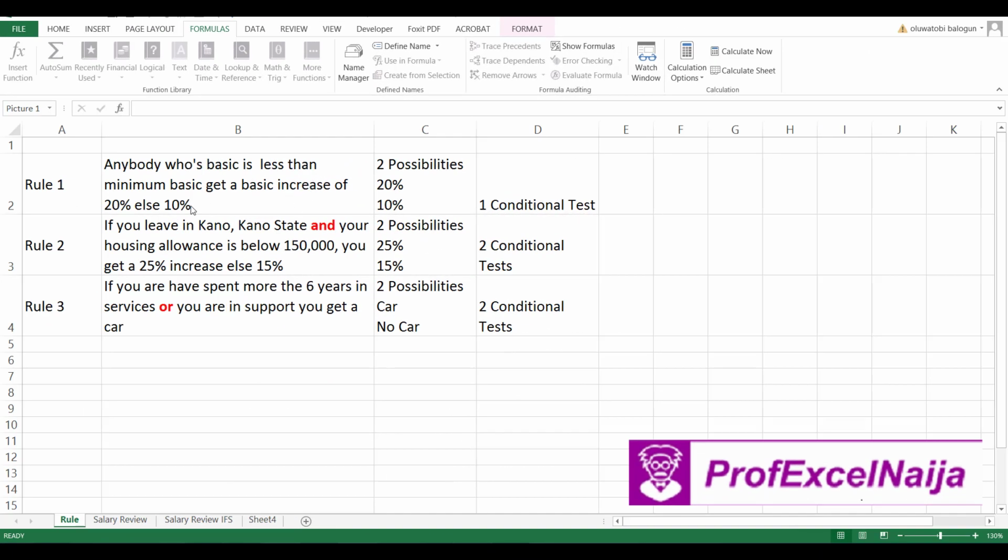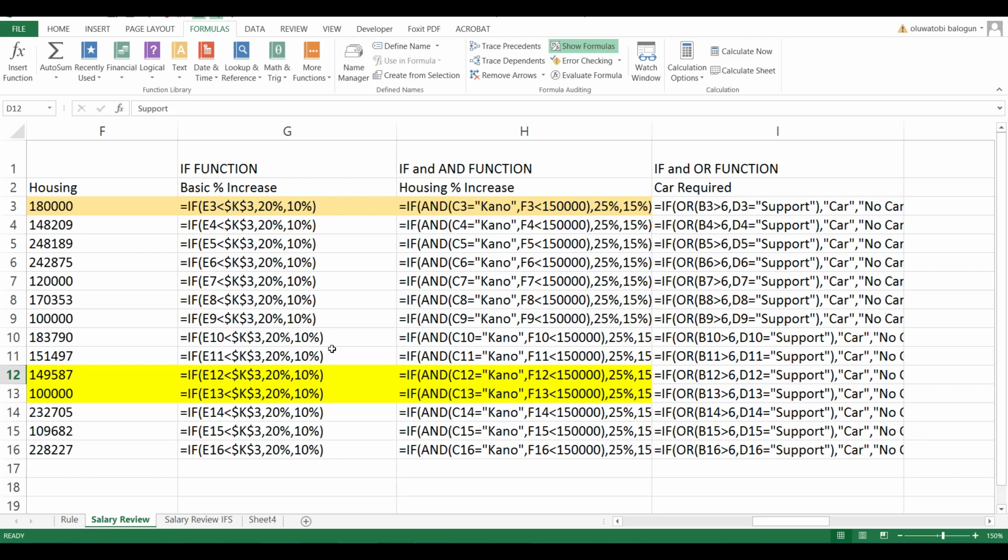I'm carrying out a salary review based on these three rules. You get a 20% or 10% increase based on your salary, or you get a 25% or 15% increase, depending on whether you live in Kano and your housing allowance is below 150,000. Or you either get a car or not, based on the number of years spent, or whether you are in support. Let's look at how this was implemented.